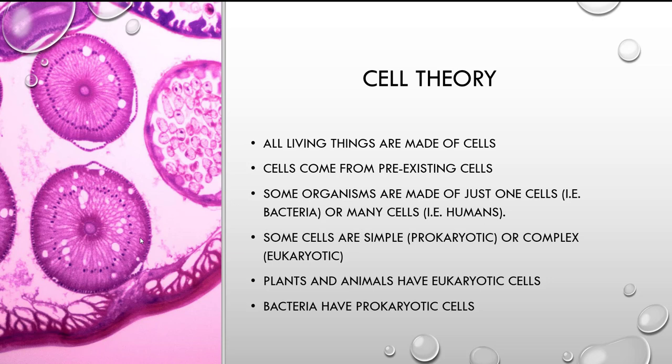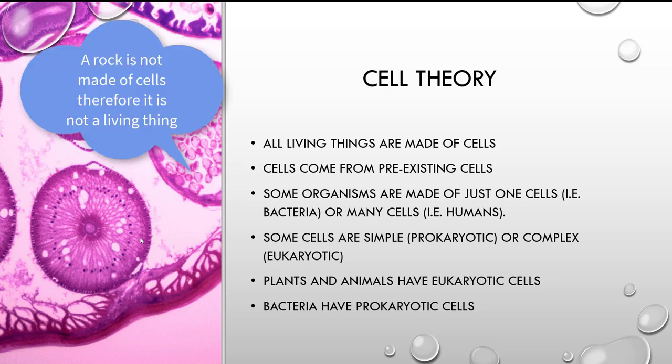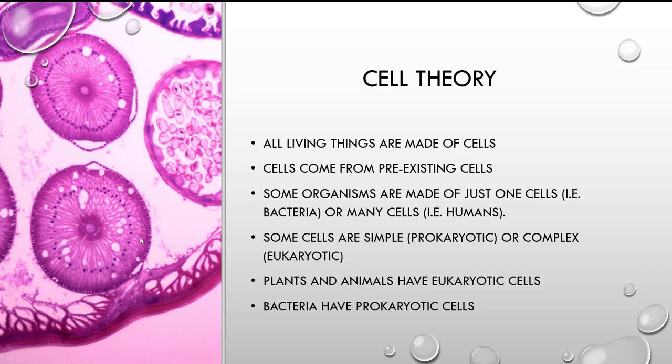So everything that is alive, has ever been alive, has at least one cell in it, okay? And then the other part of it is that cells come from pre-existing cells. So we have never found a cell that just poofed out of nowhere, okay? We've never seen that happen. So it always came from a pre-existing cell, okay? So even you came from two pre-existing cells.